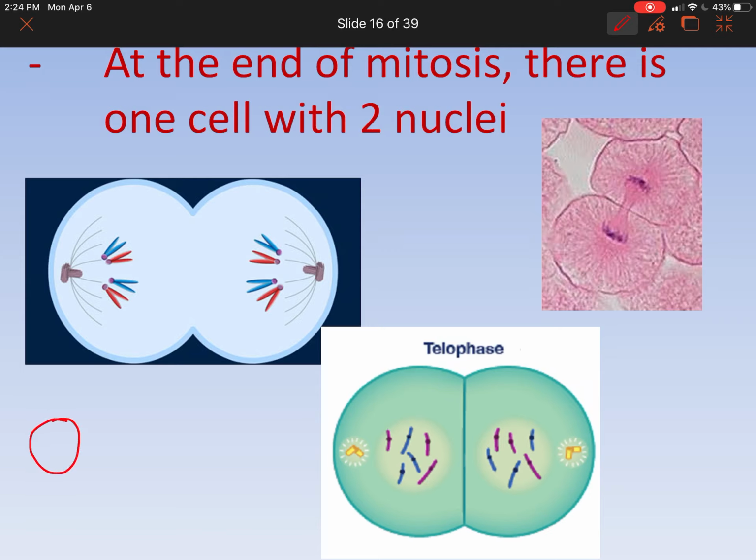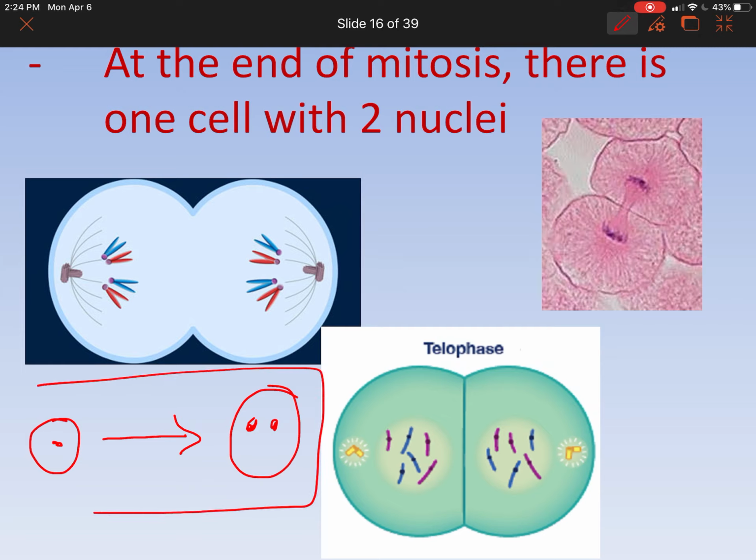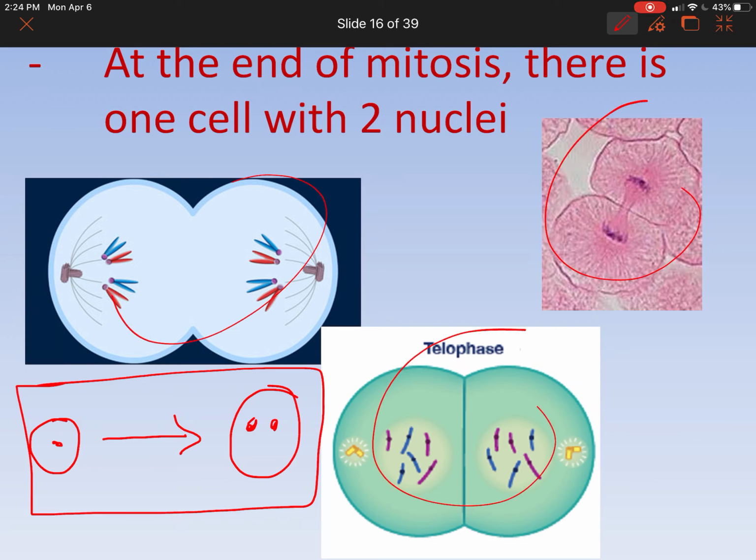Basically what I need you to do is, you've got one cell with the one nucleus, and it is copied, and at the end of mitosis you're going to have one cell with two nuclei. Okay, so this is essentially what you need as a diagram, or you could do a nice pretty one like these ones, but no need for it.